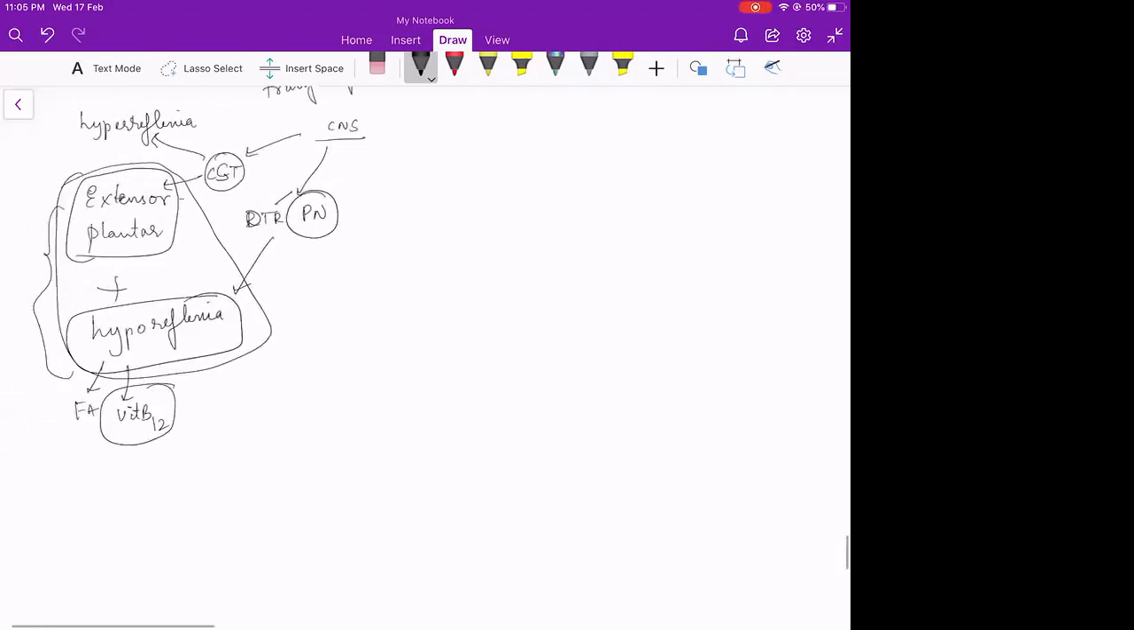These are about the importance and others. The tract which is affected is the posterior column. The patient will have loss of vibration sense and proprioception. The patient also will have weakness, usually distal more than proximal.